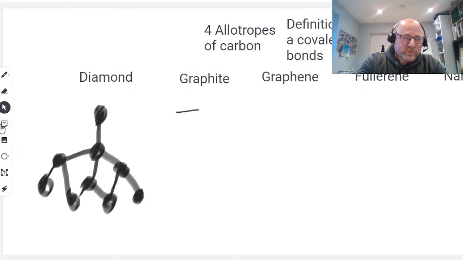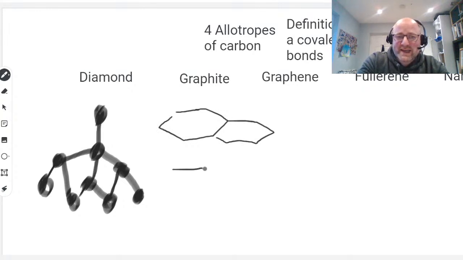So let me quickly zip through these. Diamonds, no free electrons, cannot conduct electricity. Each carbon atom is bonded to four others. Graphite, each carbon atom is bonded to three others.